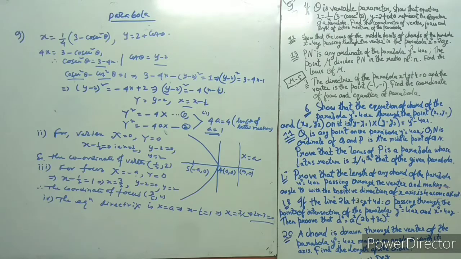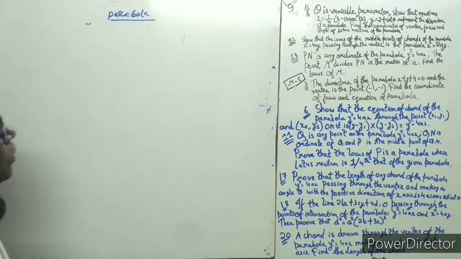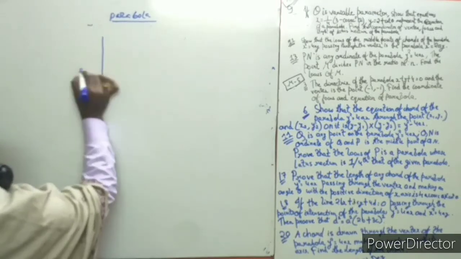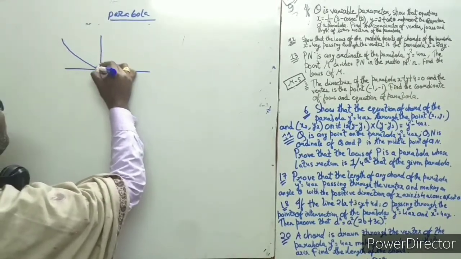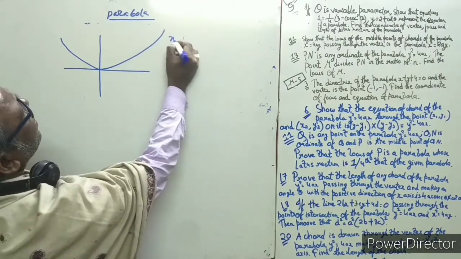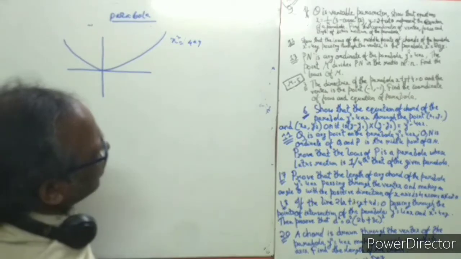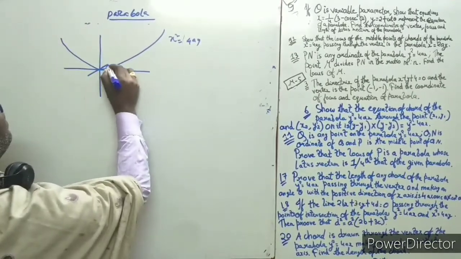So this is the question number 9 solution. It's a very interesting question solution. Now this is question number 11. The locus of the middle point of the chord of the parabola, you draw the curve of the parabola here, that is x square equal to 4ay, passing through the vertex.